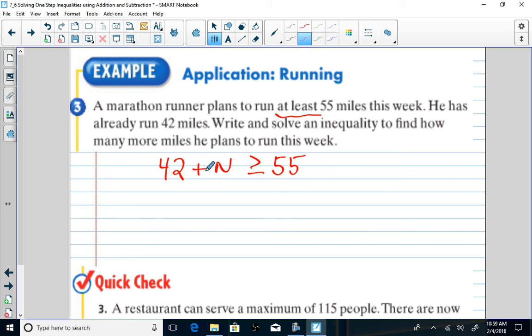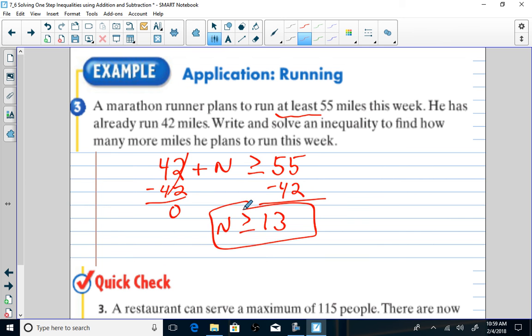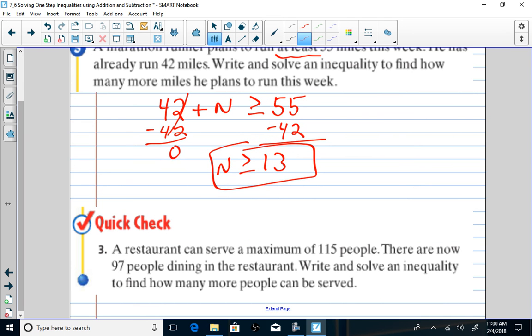Our inequality has to have a variable, right? Because we're going to have to solve for that variable. So I start with 42 plus some number has to be at least 55. Subtract 42. Subtract 42. That's 0. We get n has to be greater than or equal to, what's that, 13? All right? And there's our answer. Let's try the next example. Right? Another word problem.